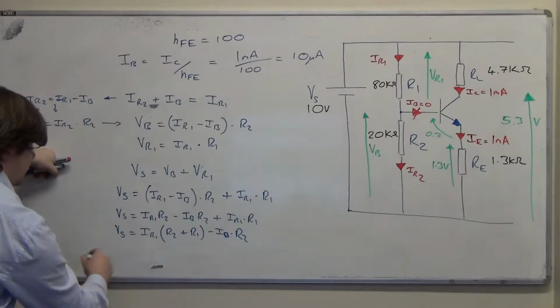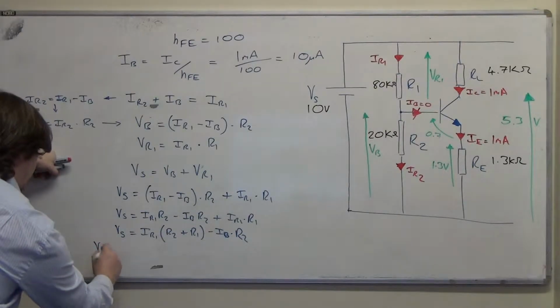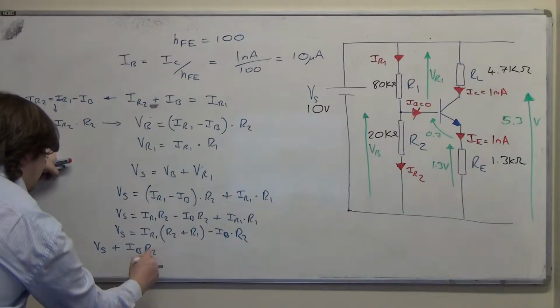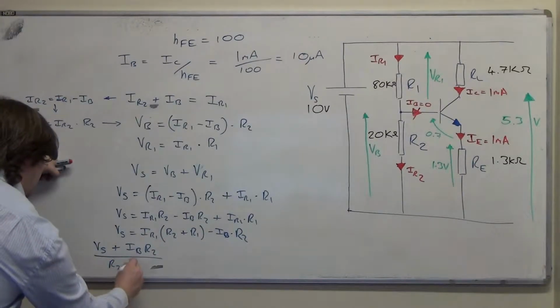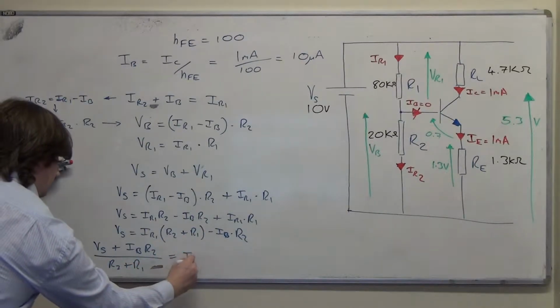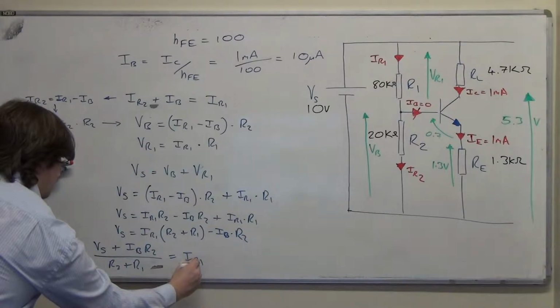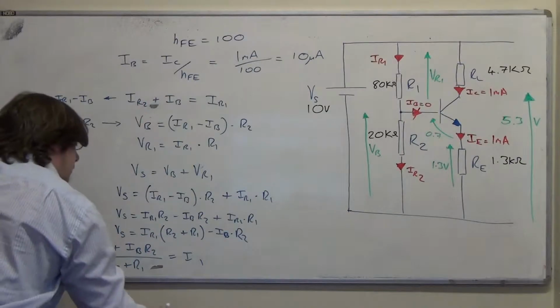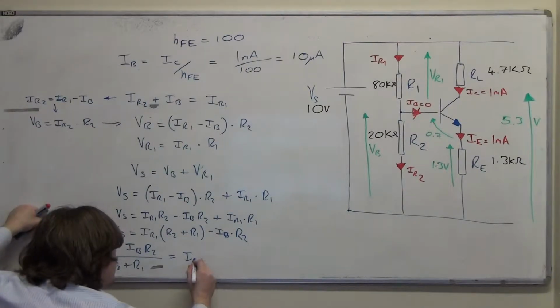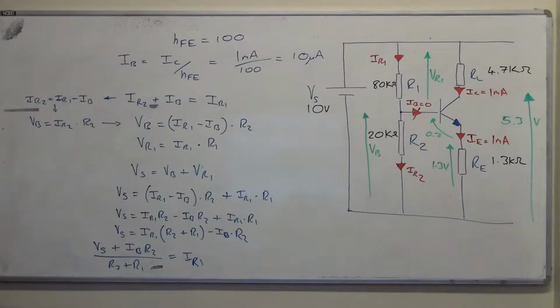And then we can say, well, Vs plus IB R2 divided by R2 plus R1 equals IR1. Wow, that's not a very good R. Try again. There we go, IR1.